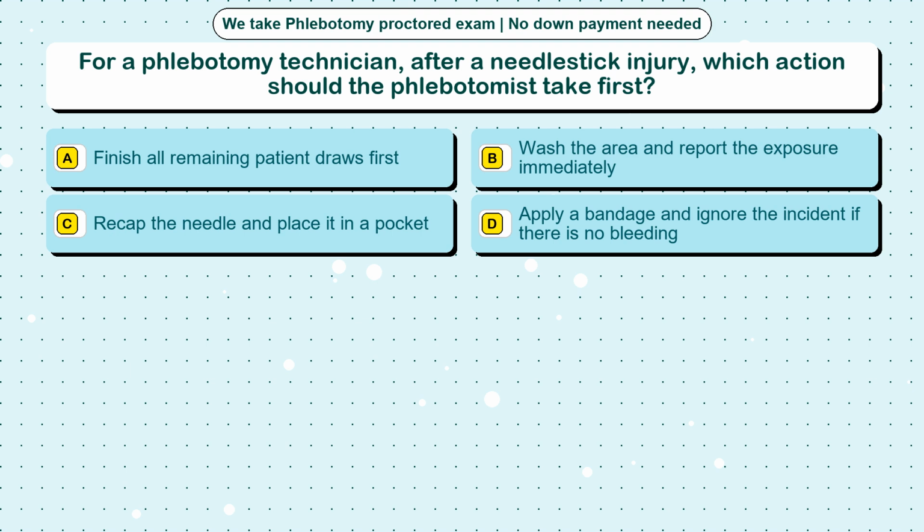Question 85. For a phlebotomy technician, after a needle stick injury, which action should the phlebotomist take first? Option A, finish all remaining patient draws first. Option B, wash the area and report the exposure immediately. Option C, recap the needle and place it in a pocket. Option D, apply a bandage and ignore the incident if there is no bleeding.